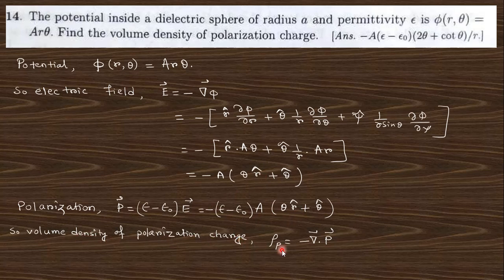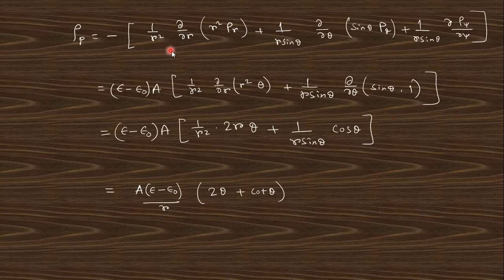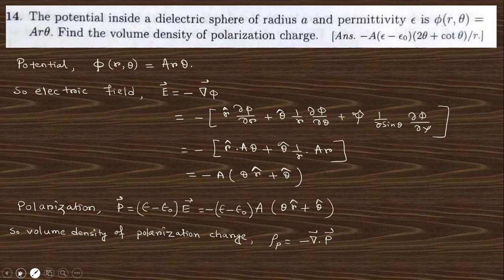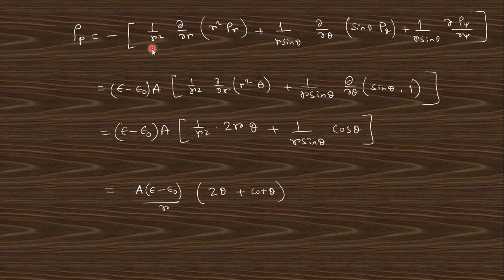So the volume density will be nothing but divergence of this. So calculate this divergence: 1 by r square del del r of r square Pr, and 1 by r sin theta del del theta of this, and this is phi. This part is 0, and Pr is theta and P theta is 1. So this derivative will be cos theta and this derivative will be 2r. So finally we got this expression, that is the volume charge density of polarization. Next question.